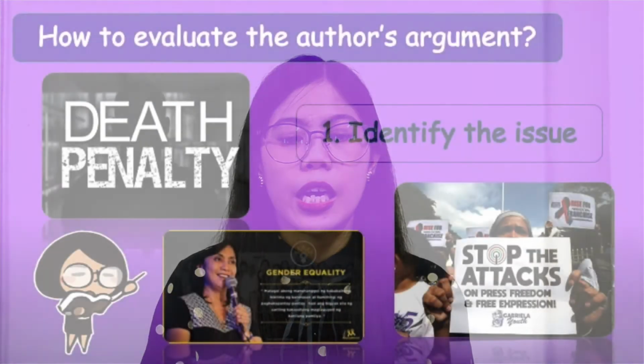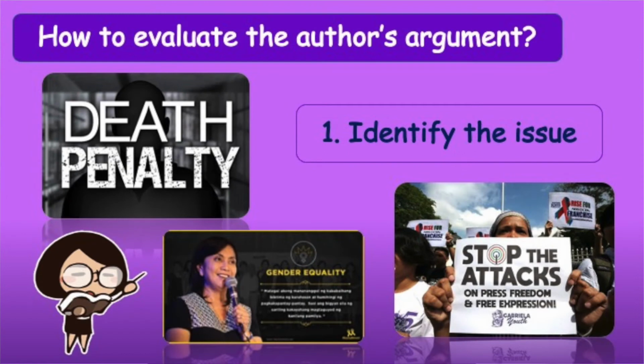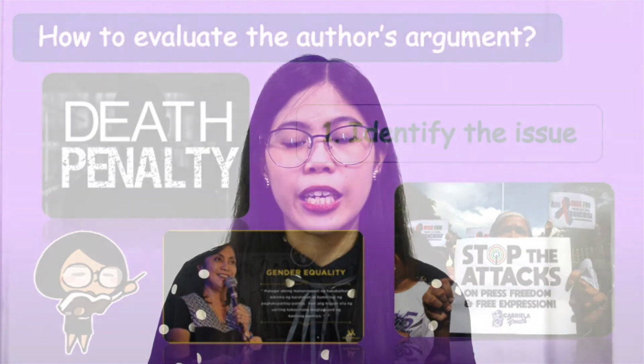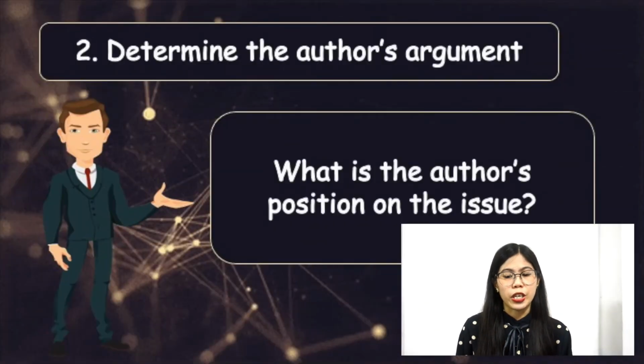I have here ways on how to evaluate the author's argument. First, you have to identify the issue. What is the issue all about? Is this about death penalty, gender equality, or freedom of the press, and so on? Next is to determine the author's argument. You might ask yourself, what is the author's position on the issue, or what is the author's point of view on that particular issue? Is he pro or anti, and so on?